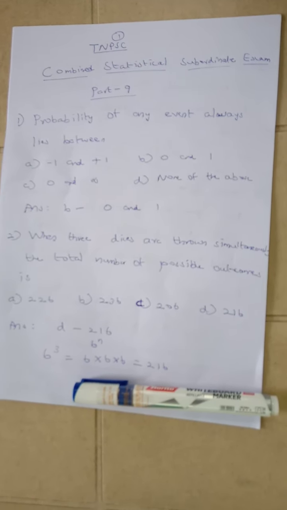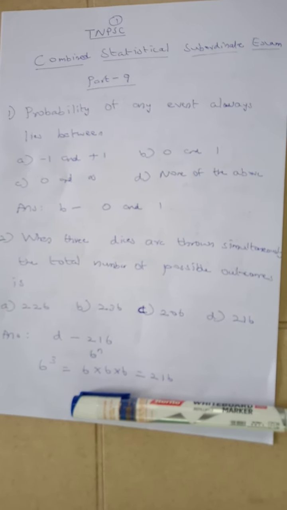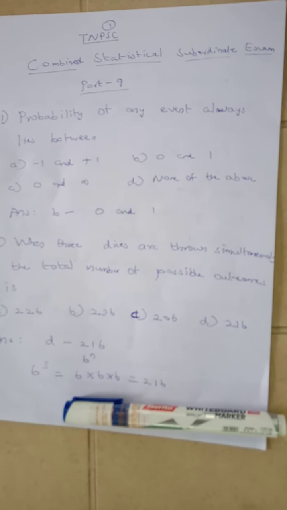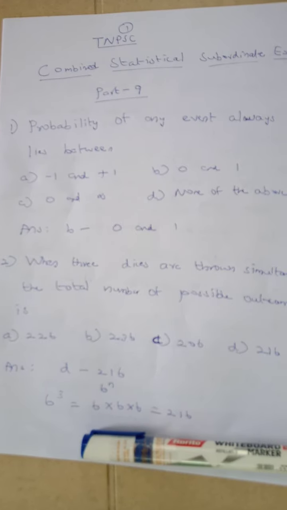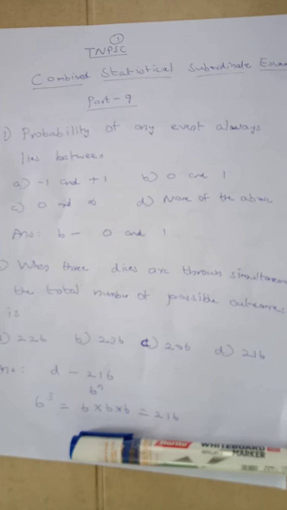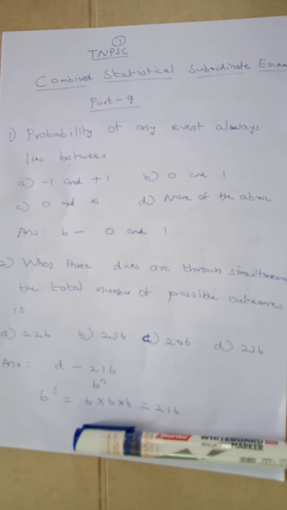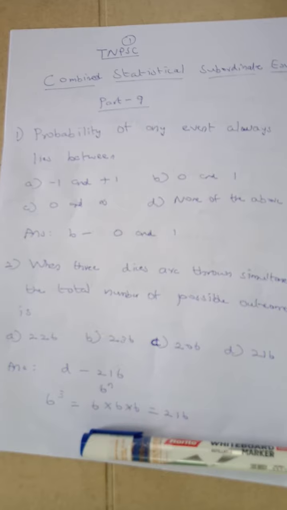Good morning, students. In this video we are going to see the practice questions for TNPSC Combined Statistical Subordinate Examination Part 9. Now we are going to move to unit number 2. We have seen 8 part videos which all come under unit number 1. Now we are moving to unit number 2, probability.